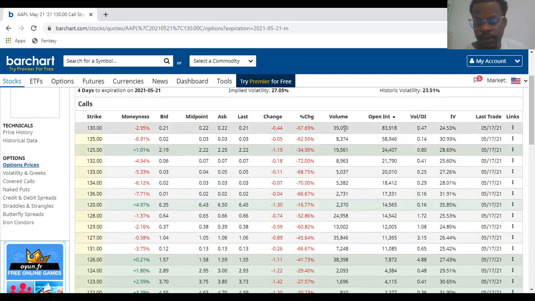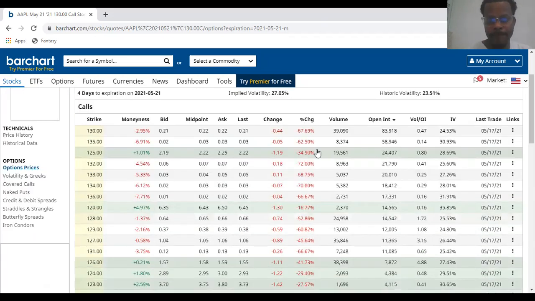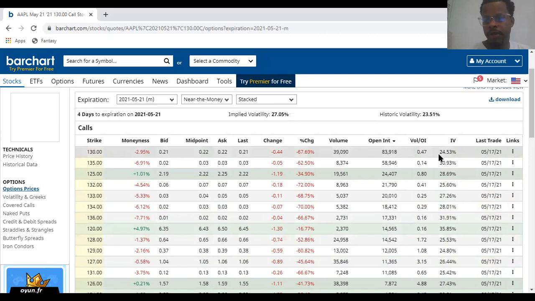So it looks like this 130 is looking like a good buy, to be honest. But you will need a lot more information to determine if it's a big buy. So you want to make sure that the bid and ask is not too far apart. That's going to make it difficult for you to sell the contract. So you want to make sure you buy a tight spread.